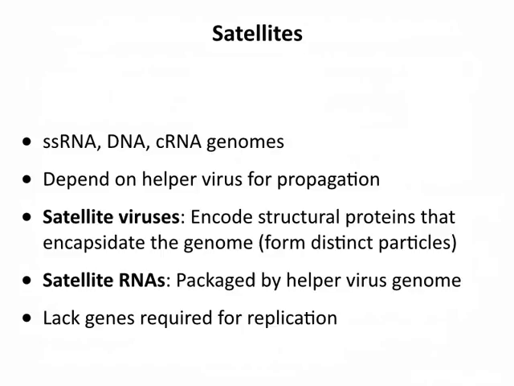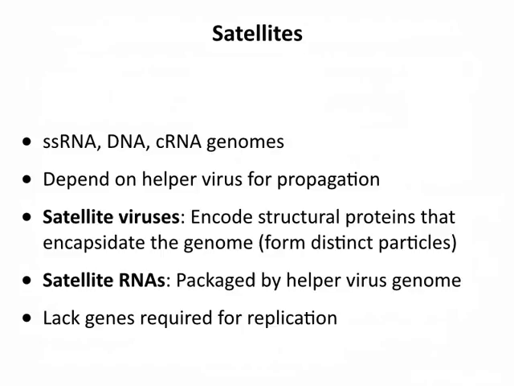The defining characteristic here is that they depend on a helper virus for propagation. That's the reason we call them satellites. And there are two different classes, if you will. We have satellite viruses. So here, the genome encodes structural proteins, and these encapsulate the genome, so we actually get a virus particle made. But that virus particle cannot replicate on its own. It still depends on a helper virus being present to provide enzymes needed for replication. All right, so those are satellite viruses.